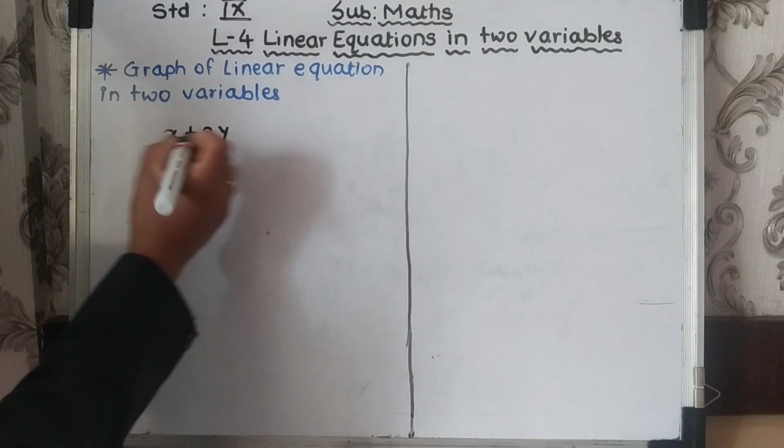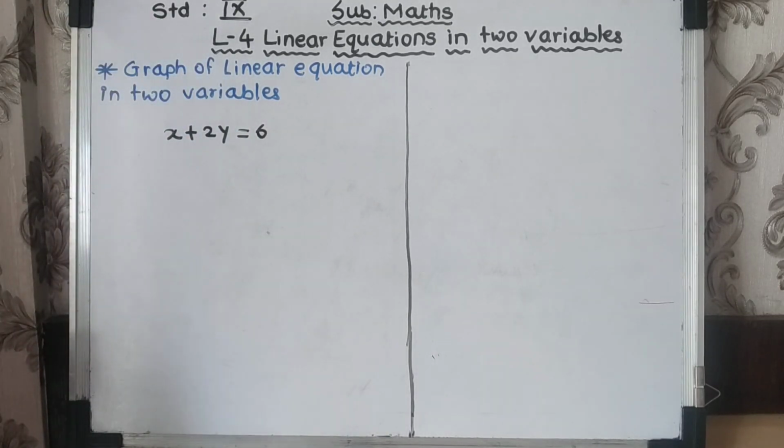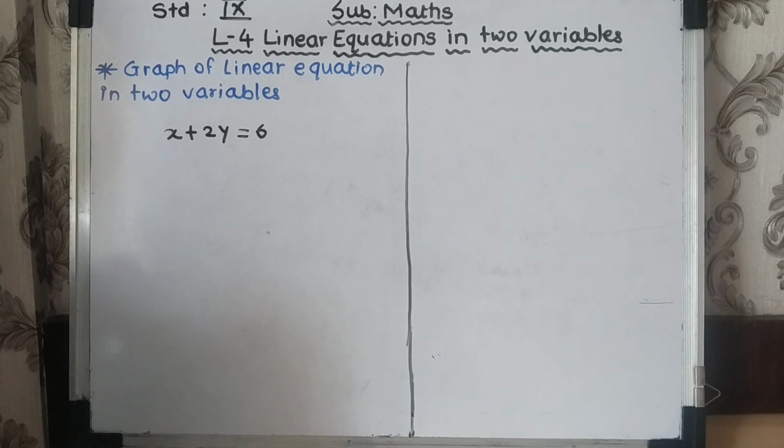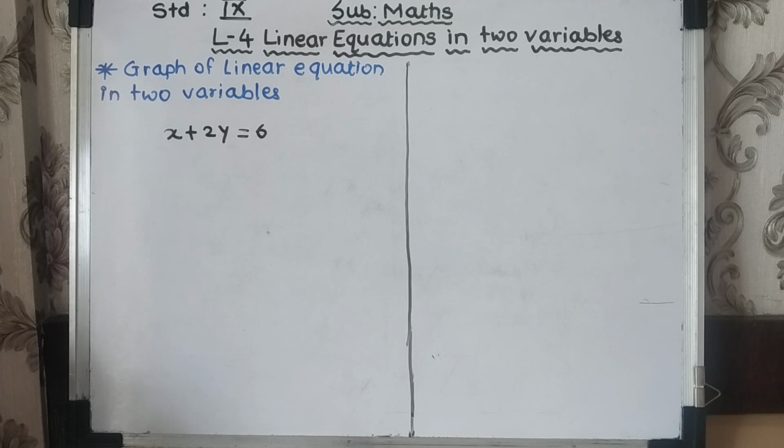equals 6. This equation we are going to represent on the graph, or the xy plane, or we will say the coordinate plane. So for this, this much only is given, and we are just going to find its solutions, that is, at which values they satisfy this equation.